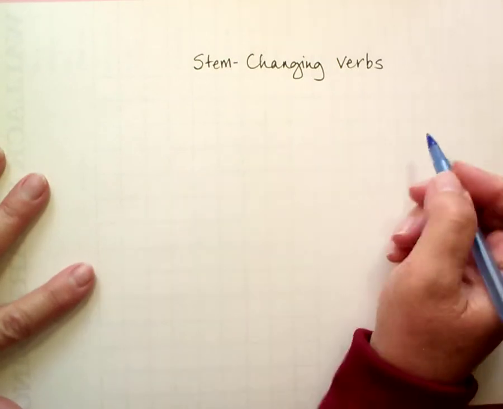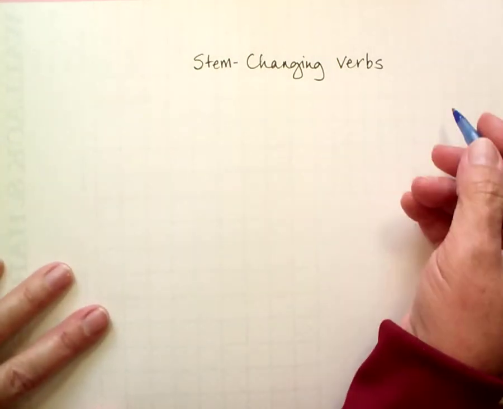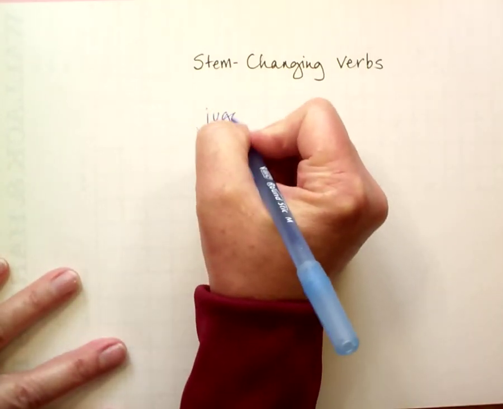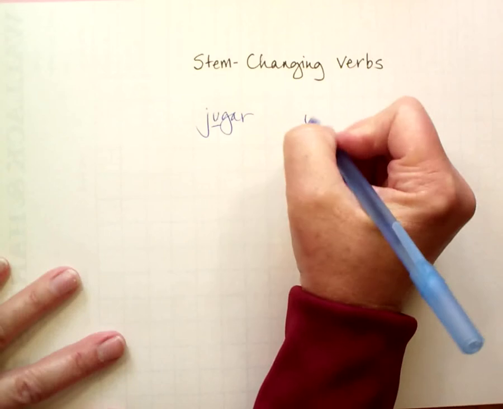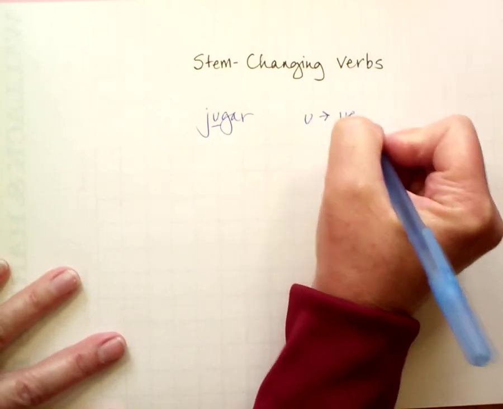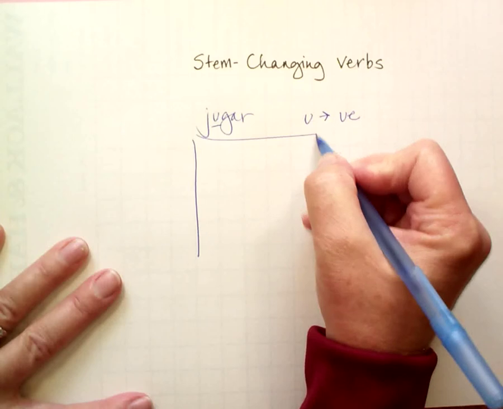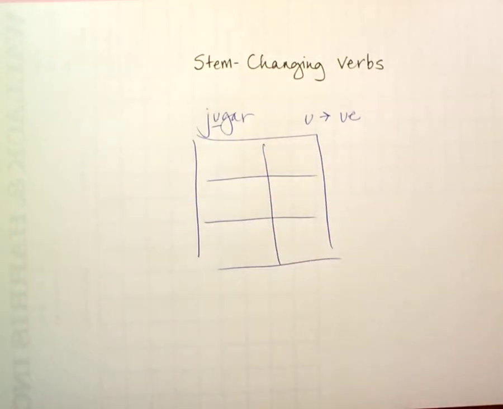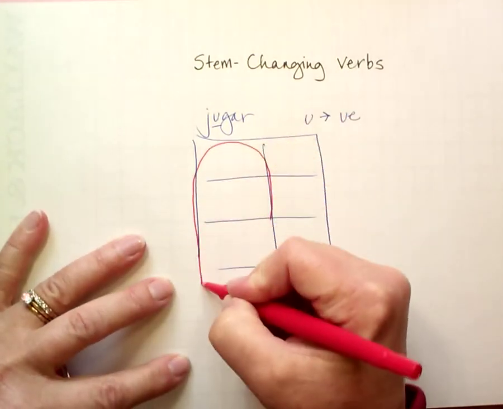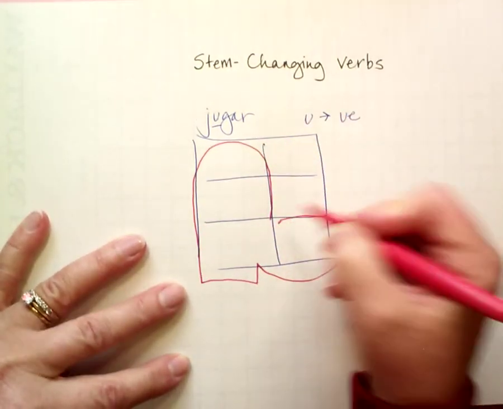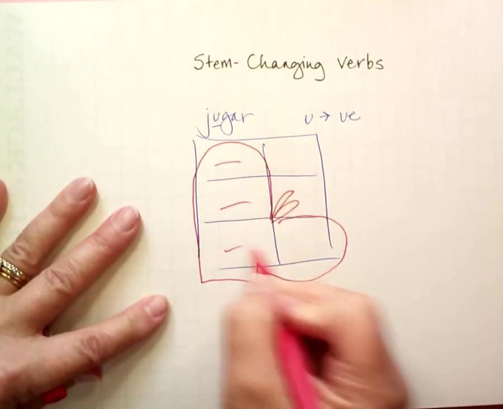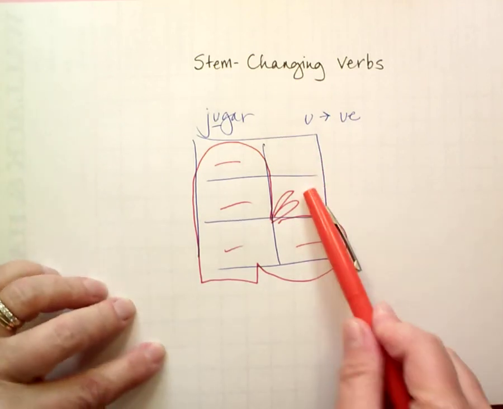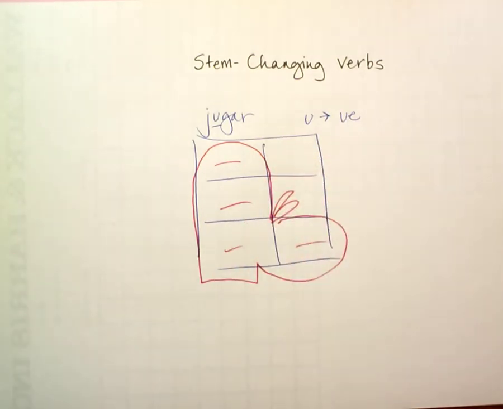There are a couple of things you need to know about stem changing verbs. First, they change in the stem. We've already done the verb jugar, and you know that the U changes to a UE in those boxes that are in the boot. So in these boxes, the stem changes. The nosotros and vosotros forms of the verb do not change.